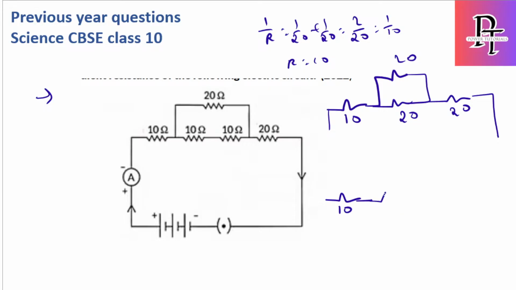So this becomes effective as 10, and again this is 20. So all three together in series. So it is simple, 10 plus 10 plus 20, which is 40 ohms. Hope you are able to answer this question. Let's move to the another one.